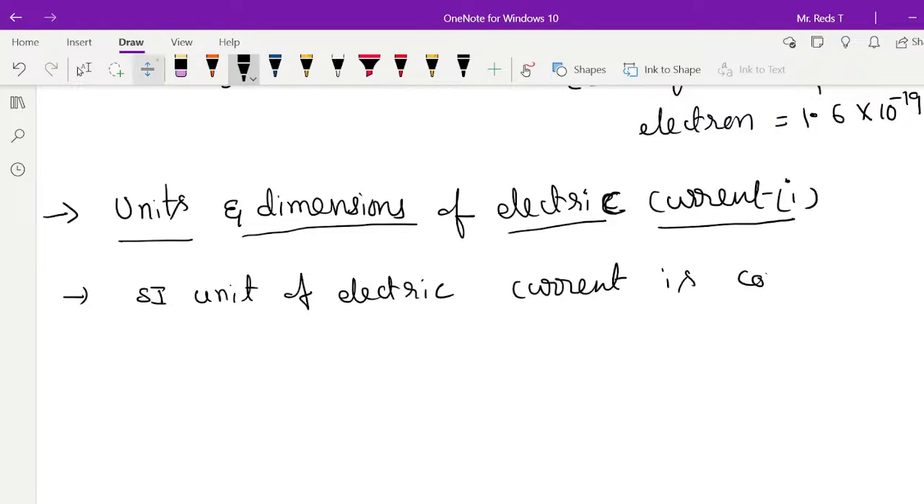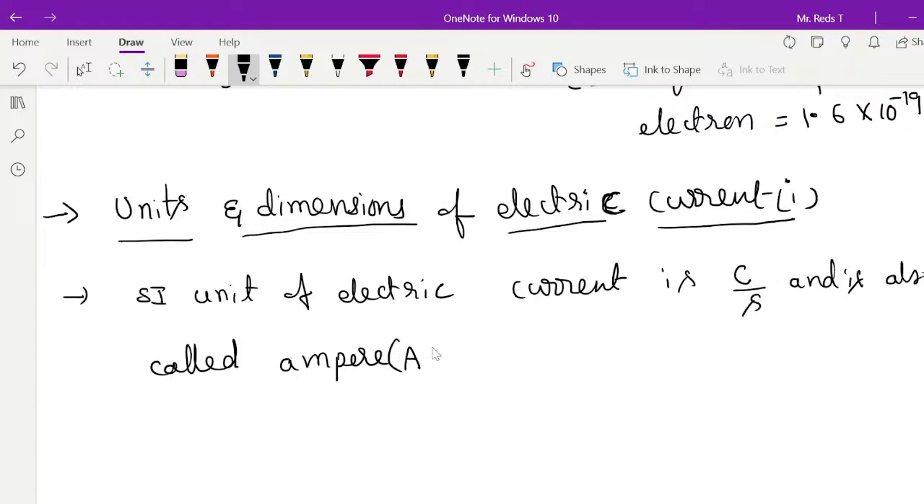Coulomb per second, in short you can express it as C with symbols, coulomb per second. This has been given a special name called ampere. It is denoted by capital A within brackets, ampere, A.